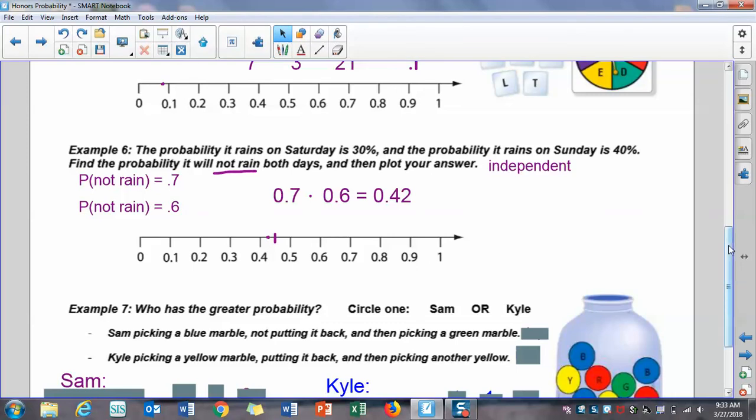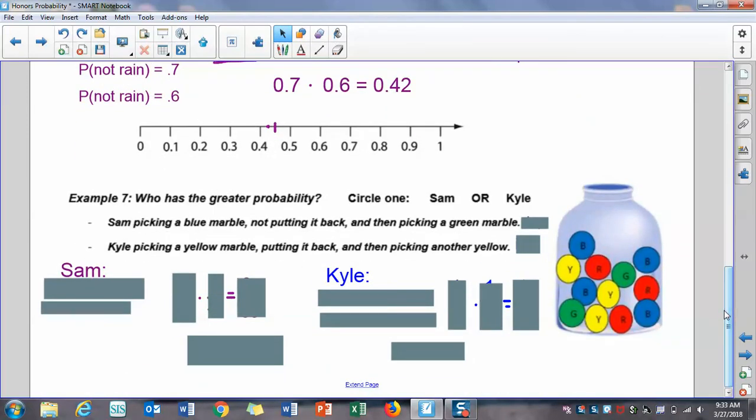So the next example here says, who has a greater probability? So we want to see if Sam or Kyle has a better probability here. The scenario for Sam is picking a blue marble, not putting it back, and then picking a green marble. So here we are not replacing the marble. That means for Sam's scenario, it's going to be a dependent event. So that's important to remember.